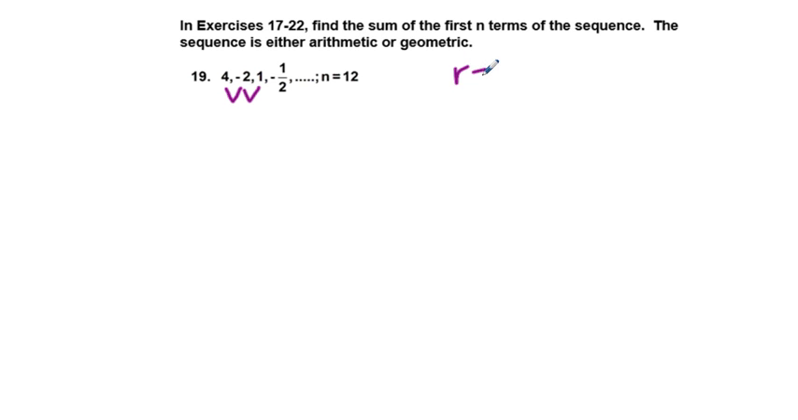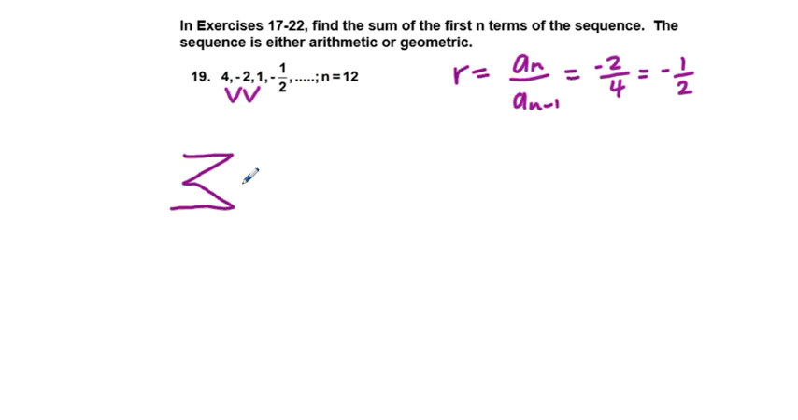Well, r is equal to a sub n over a sub n minus 1. In this case, we're going to have, say, negative 2 divided by 4. We're going to get negative 1/2. So with that, we should be able to solve this, I hope. We have a sigma. Let me see if I can make this a little better looking. That's a little better looking.